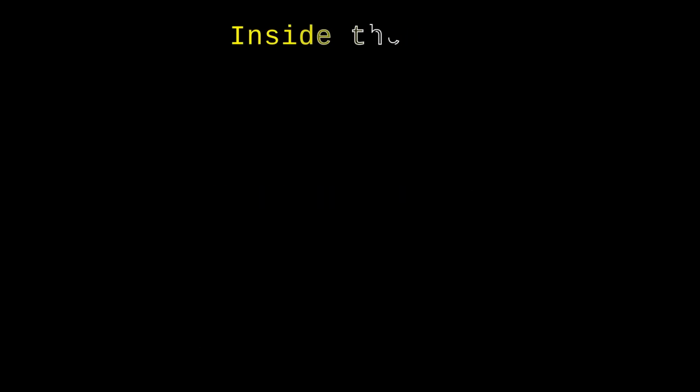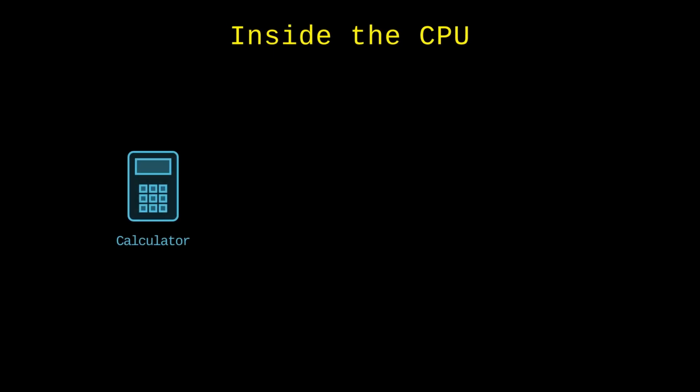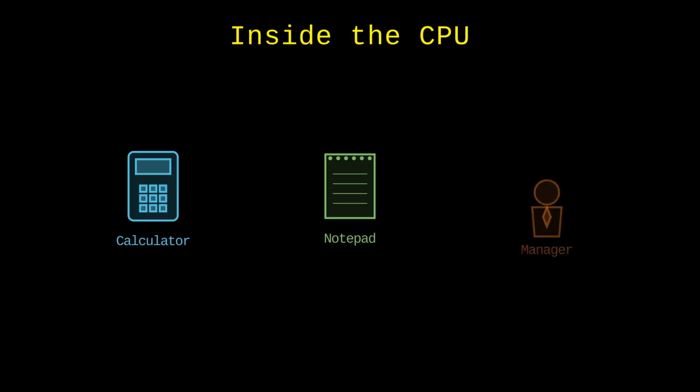Alright. Now that we understand the basic building blocks, let's zoom in on what's actually inside a CPU and how it all fits together. A CPU has three main parts. Think of them like the three things a very competent office worker needs to do their job. The first is a calculator. The second is a notepad. The third is a manager. Let's go through each one.